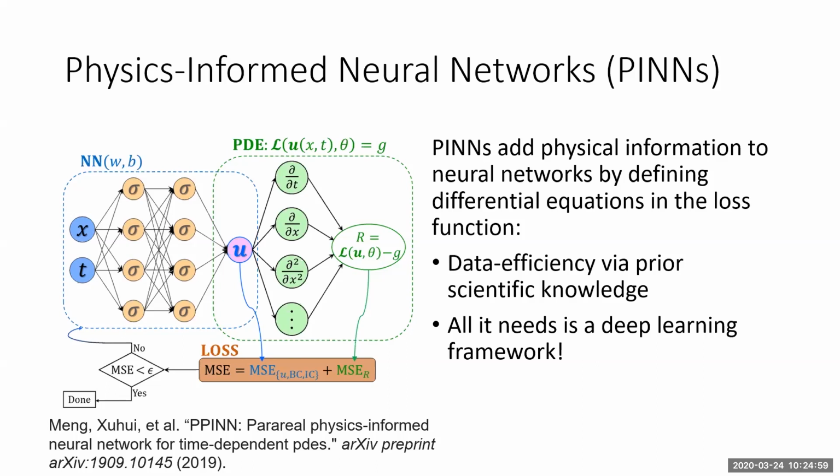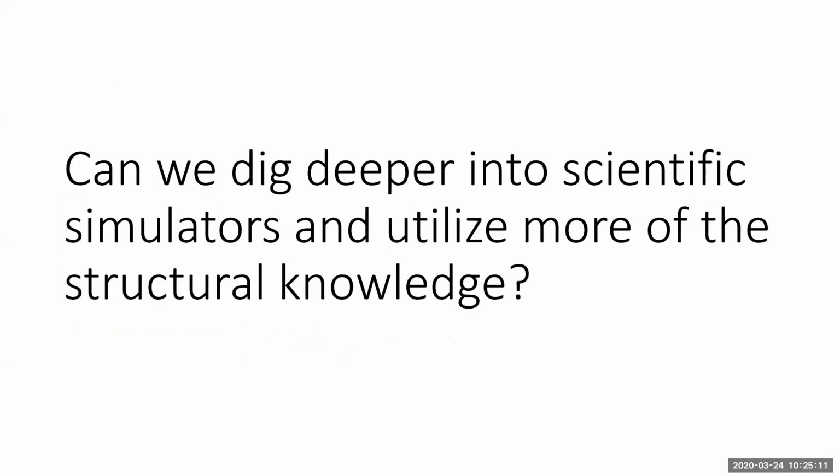And so there's not much else that you need to do. The science behind physics-informed neural networks has been, how can I use these to effectively solve scientific problems in a way that's better than just a pure neural network? But the question I've been looking into is, can we dig deeper into the scientific simulators to utilize more of the structural knowledge that exists there? So what do I mean by this question?